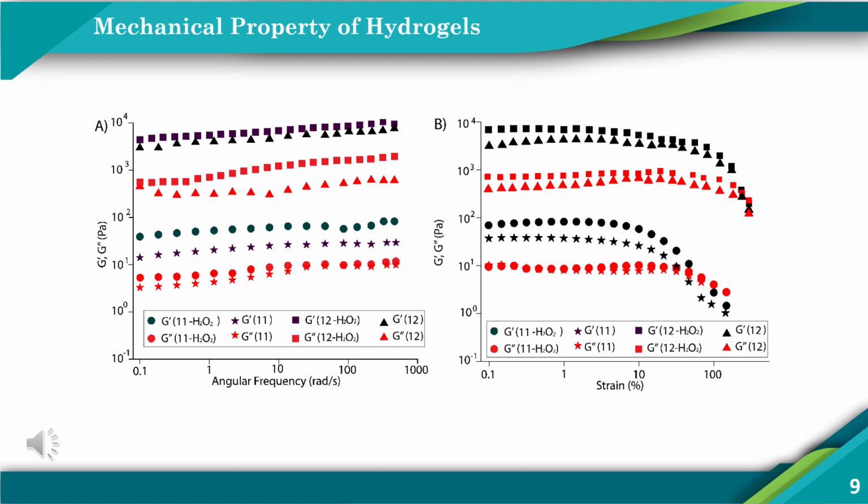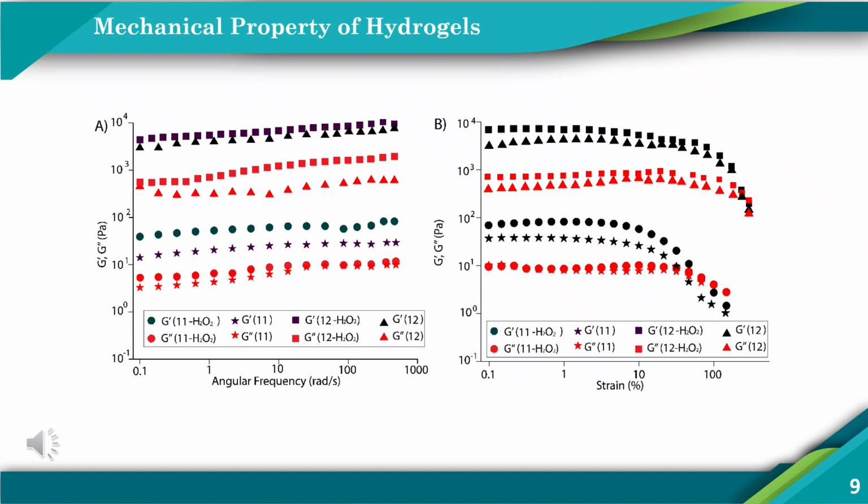Figure A shows the frequency sweep. In a frequency sweep, we vary oscillation frequency while keeping strain constant. This tells us how stable the gel network is across different timescales. Figure B is the amplitude sweep. We increase strain gradually. This tells us how much deformation the gel can tolerate before it yields.